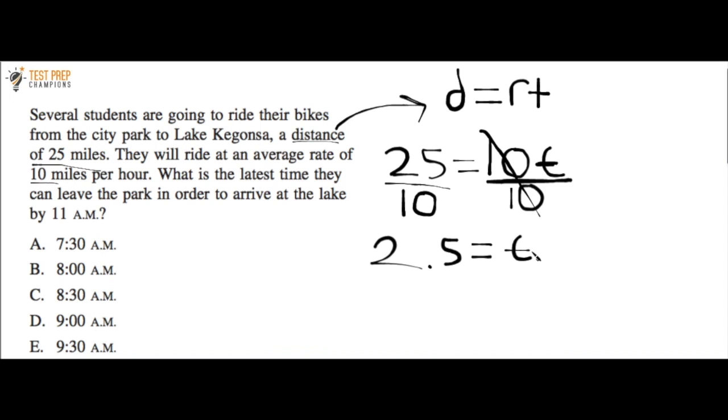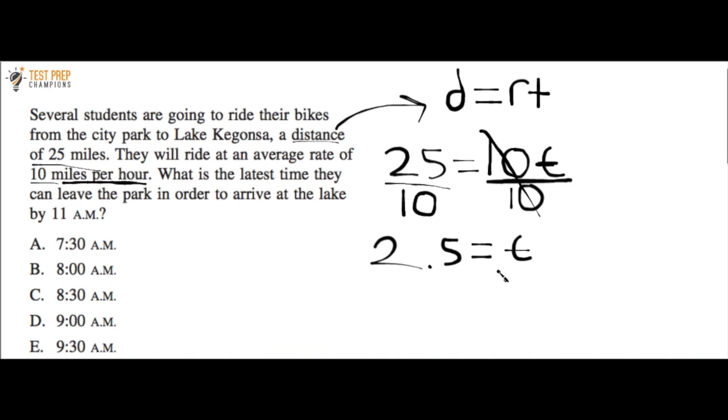All right, so 2.5 hours. And you might say, well, how do I know it's 2.5 hours? Well, if we look back at the rate, it tells us 10 miles per hour. So if I plug in 10 miles per hour, and I divide the distance by that, and the distance is in miles, time is going to be hours.